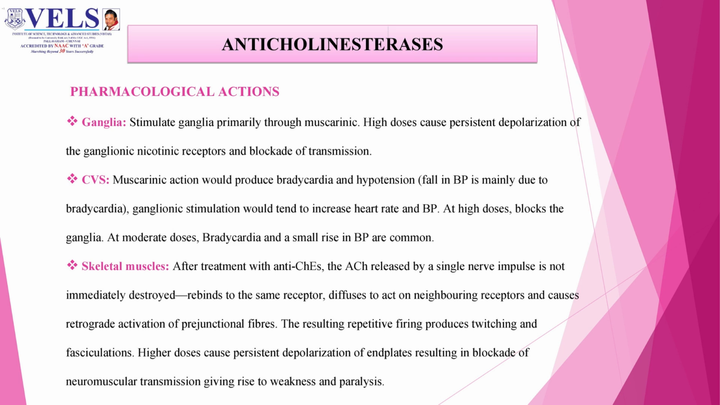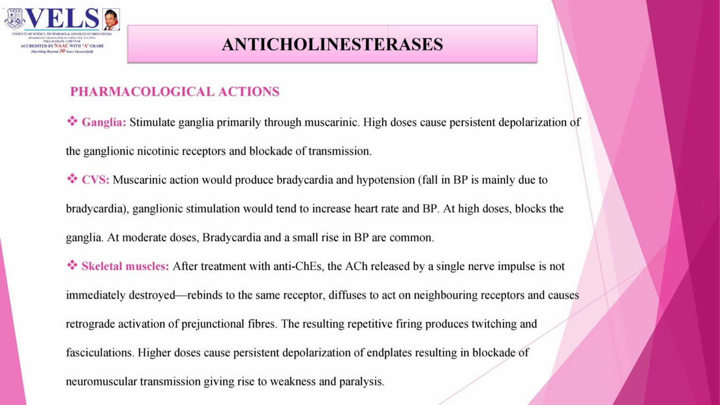In ganglia, they stimulate through muscarinic receptors. High doses cause persistent depolarization of the ganglionic nicotinic receptors and block the transmission of impulses. In the CVS, muscarinic action would produce bradycardia and hypotension. Ganglionic stimulation would tend to increase the heart rate and blood pressure. At higher doses, it blocks the ganglia, and at moderate doses, bradycardia and a small rise in BP are common.